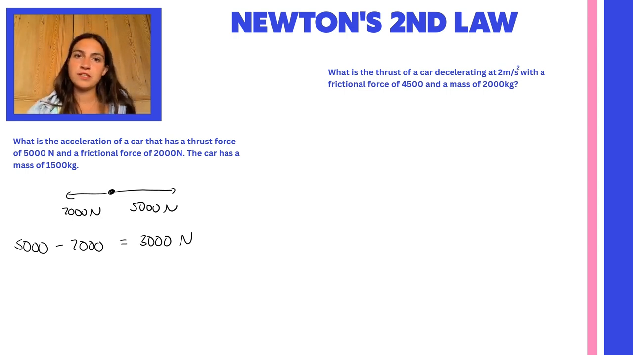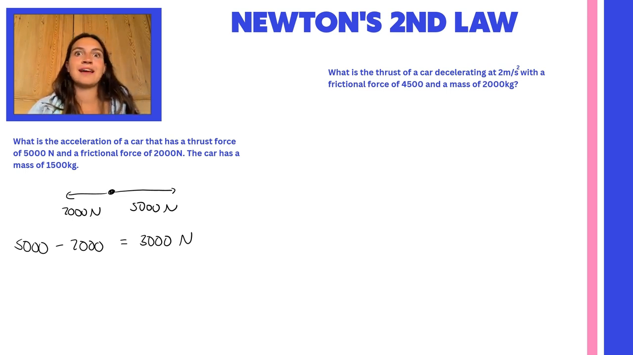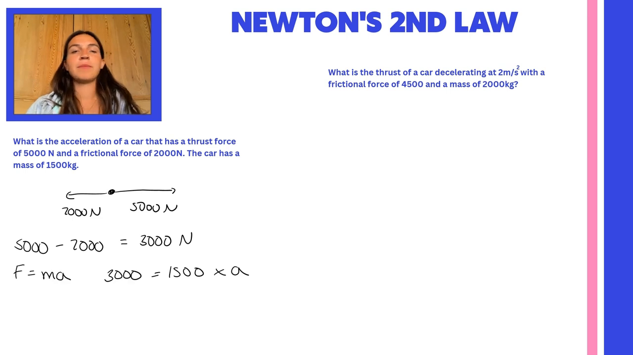That's really important because when I use my equation for Newton's second law, F equals ma, that F actually stands for your resultant force. So before you do anything, you need to know what your resultant force is on your object. So that being said, I'm going to use my F equals ma, and I've got my force 3,000 equals the mass, which was 1,500 kilograms from the question, multiplied by a.